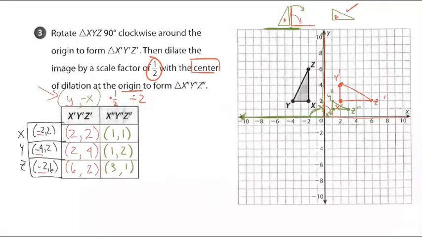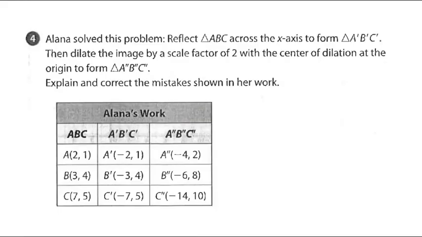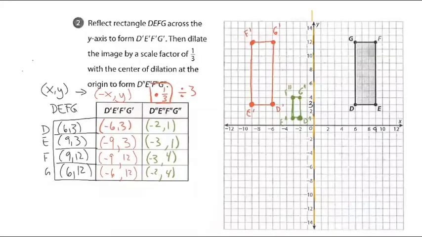And number 6 says, Anna solved the problem reflecting ABC across the x-axis to form a new triangle. Then she dilated it with a scale factor of 2. Explain and correct the mistakes shown in her work. Okay, so I'm going to go back to the one we reflected across the y-axis. And that would have been this one right here.